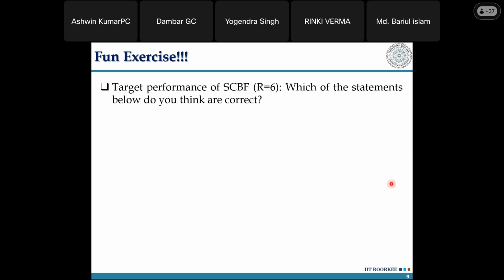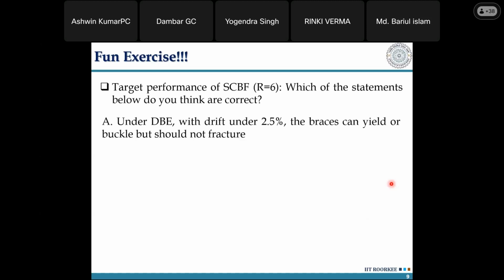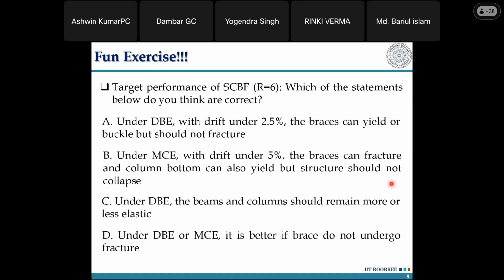Like in our code, it is 4.5. In the American code, R is equal to 6. Which of the statements is correct? Now, this is where I want everyone to read all four options given below, because this is what sets the performance criteria. So under DBE, this is not under 18168, but this is the criteria that you have to follow.